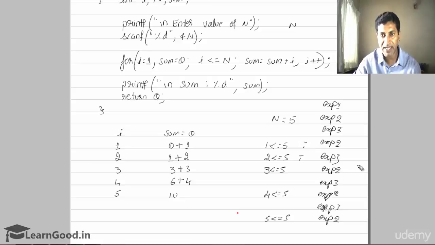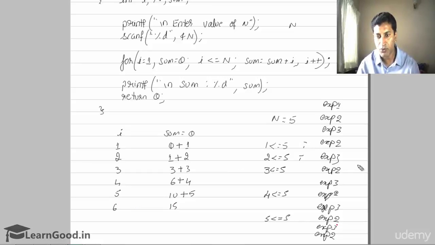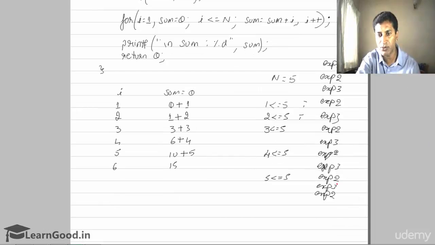If it is equal, again it goes to expression 3. When it goes to expression 3, first sum equals sum plus i, that is 10 plus 5, it's going to be 15, and i plus plus, i is going to be 6. Then it comes to expression 2, where it checks the condition, 6 is it less than or equal to 5. The condition is going to be false. When it is false, that time it comes out of the loop.